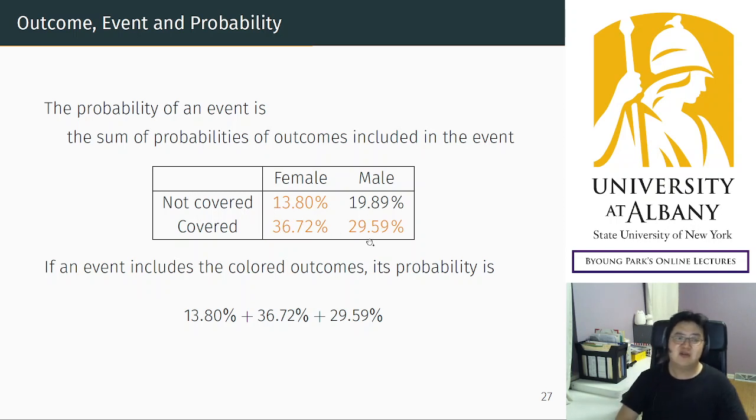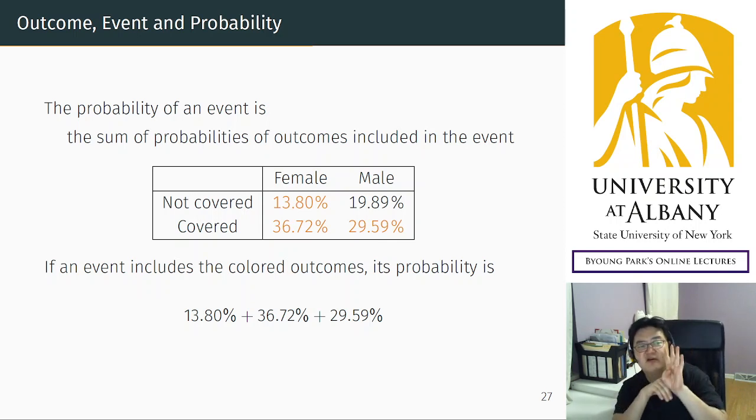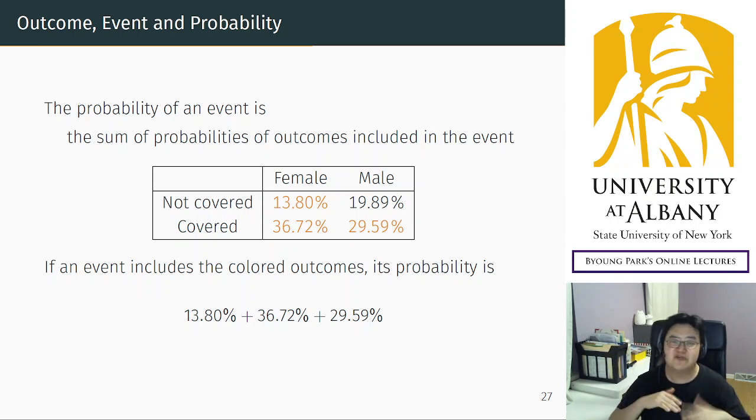So calculating the probability is, first, find which outcomes are included in that event, and second, add up all the probabilities for those outcomes. So that's the most fundamental way to calculate the probability. So that is the definition of the probability, right?